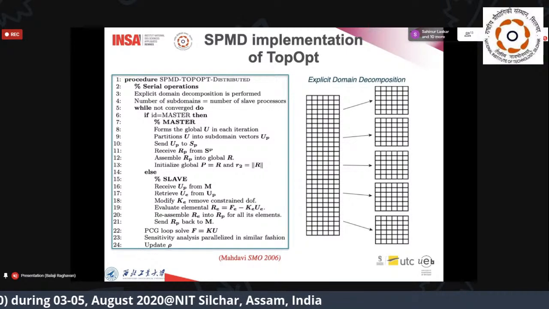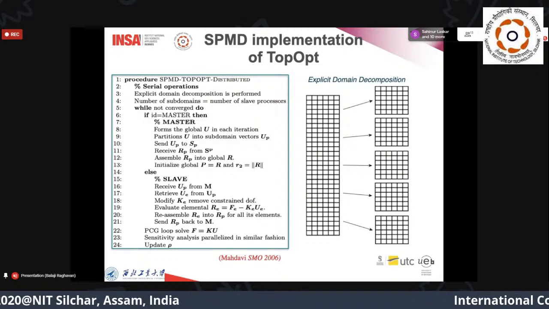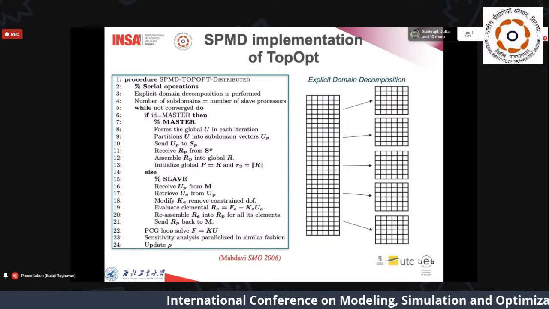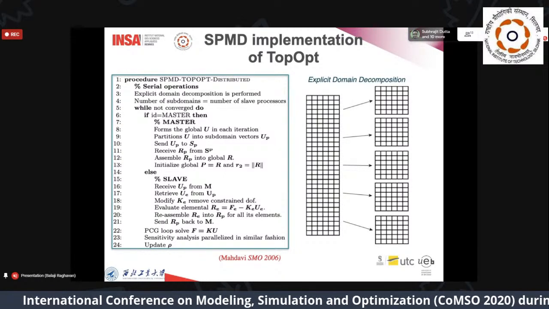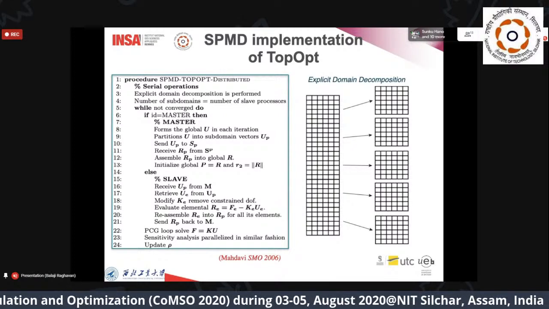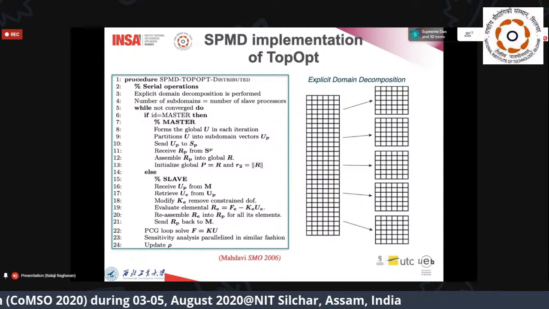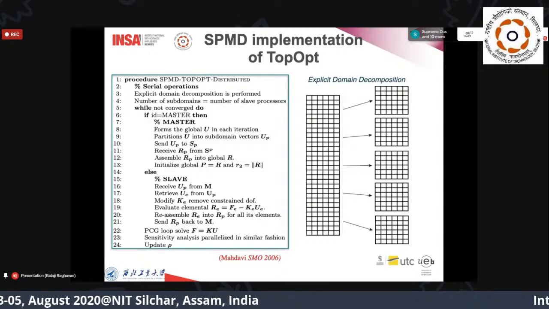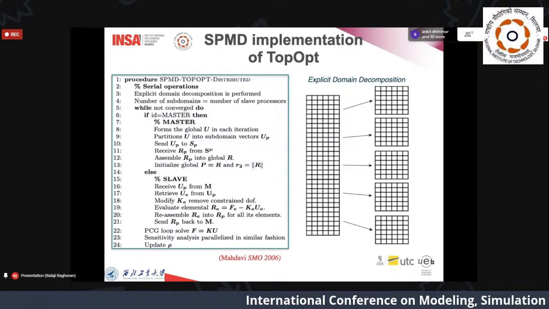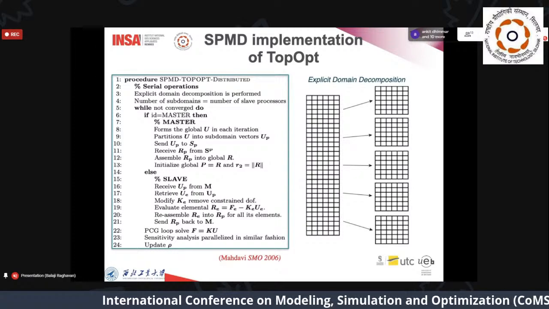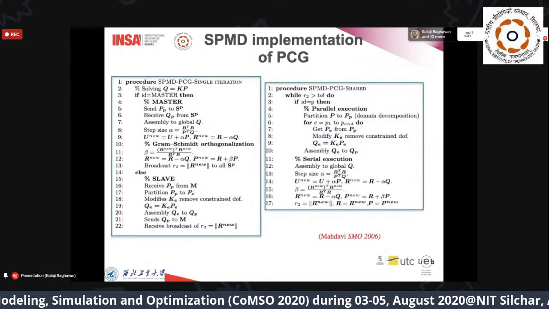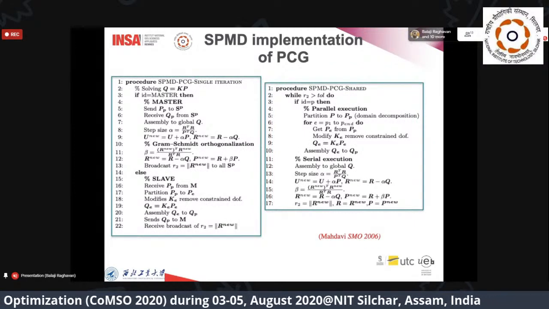So the whole idea is, how do you solve F equals KU? The master performs certain jobs, and the master takes charge of assembly. But assembly, not of the stiffness matrix. The specialty of this approach was we avoided any kind of assembly of the global stiffness matrix. In the conjugate gradient approach, only vectors are assembled by the master, and the slaves perform all matrix vector multiplications. So the PCG was implemented, once again, in this particular fashion.